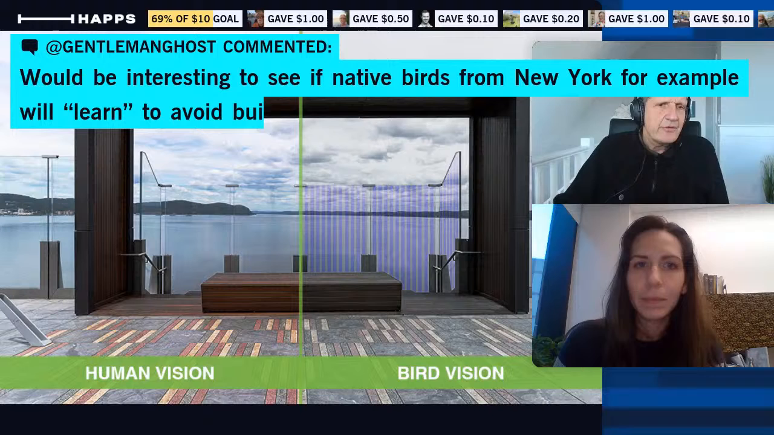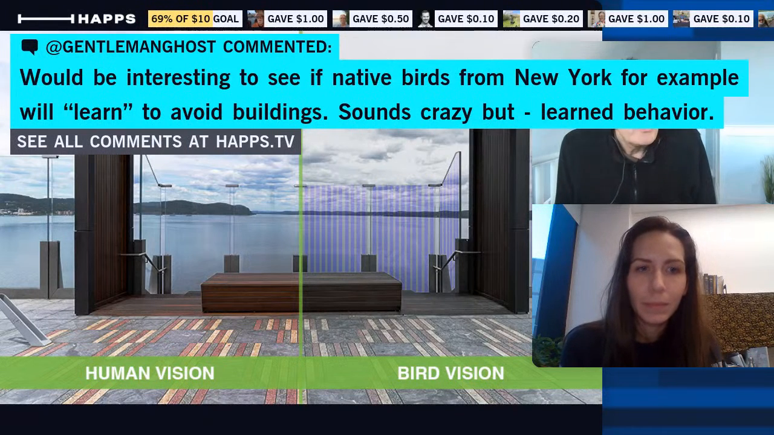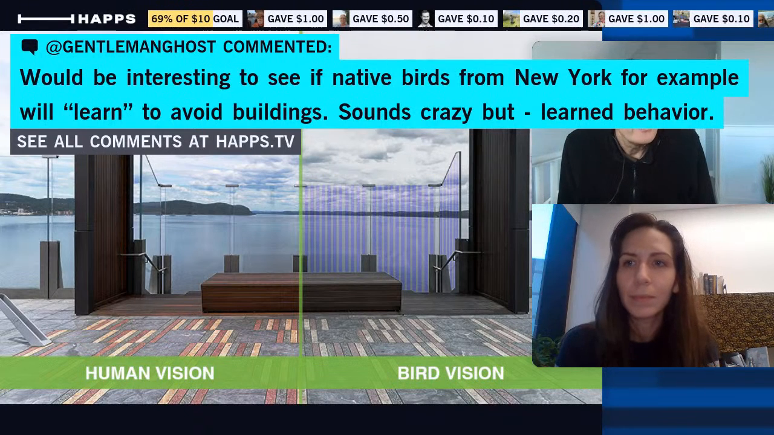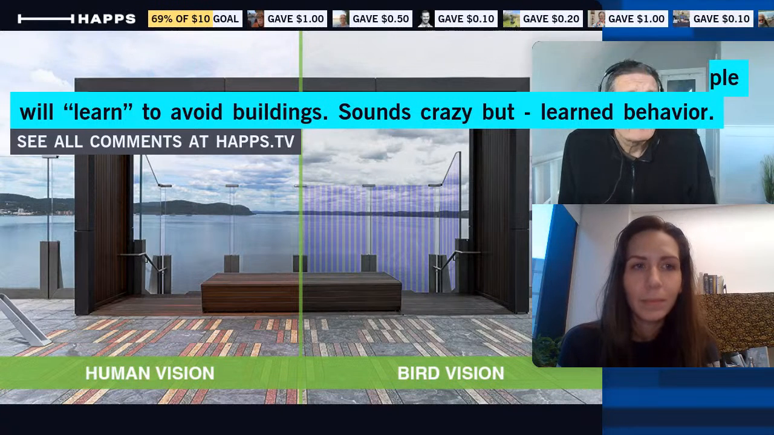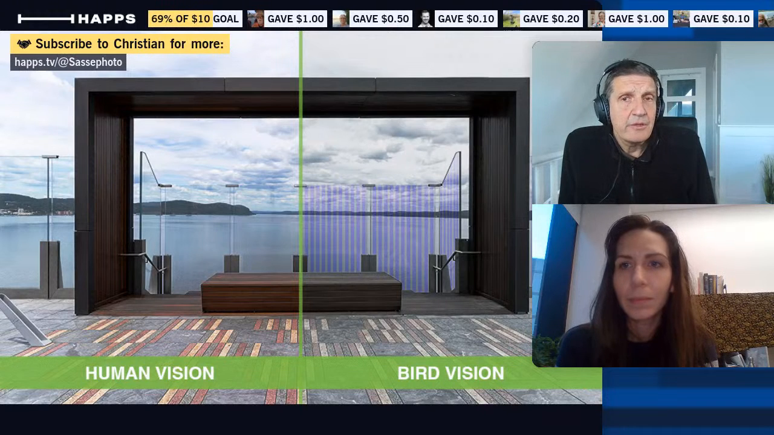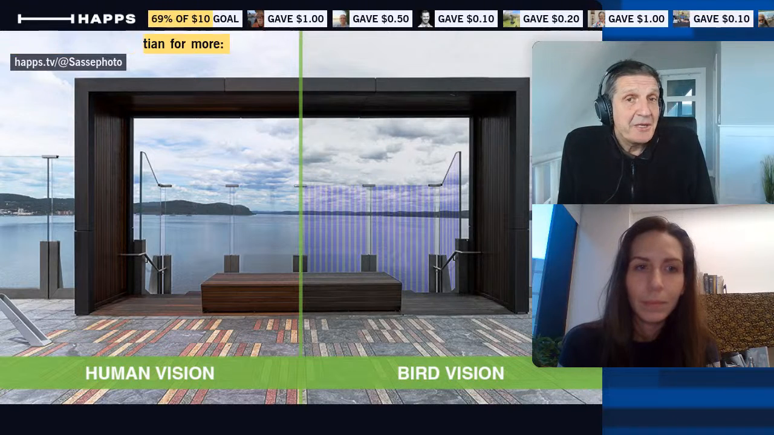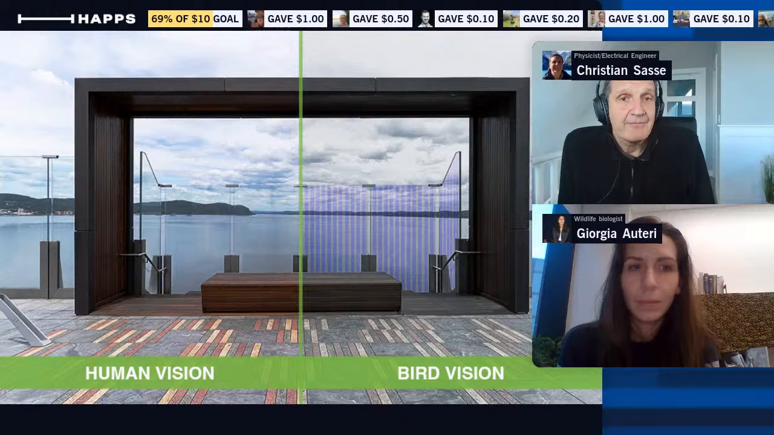And here comes Gentleman Goes with a very interesting comment: I thought about that too. Would be interesting to see if native birds from New York, for example, will learn to avoid buildings. Sounds crazy, but learned behavior. So as far as we know, unfortunately, James, there's no evidence of that. All we know is that during the migratory period, there are more collisions than during the rest of the year. So I wish there were a way, but I don't think there is.